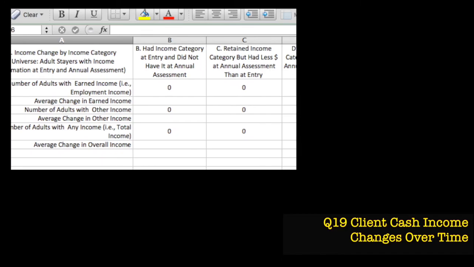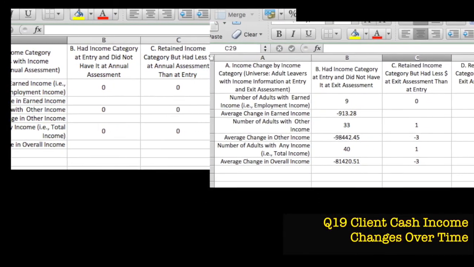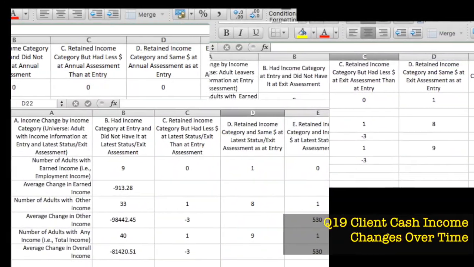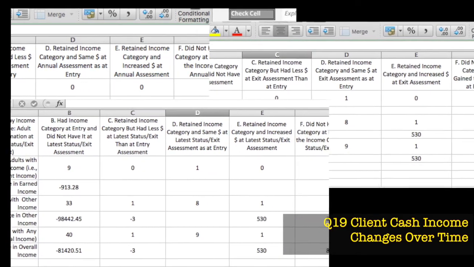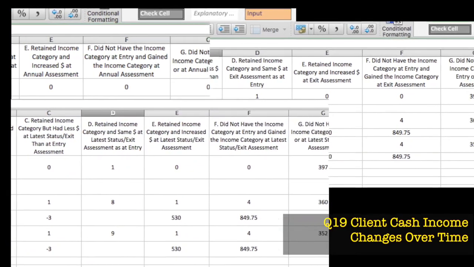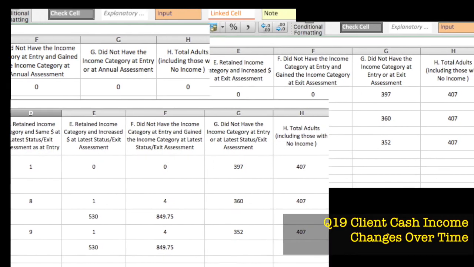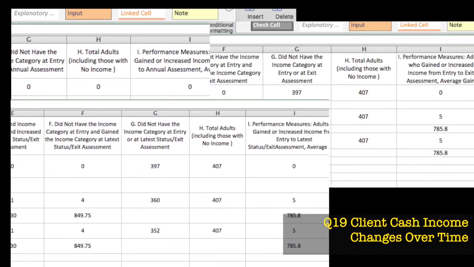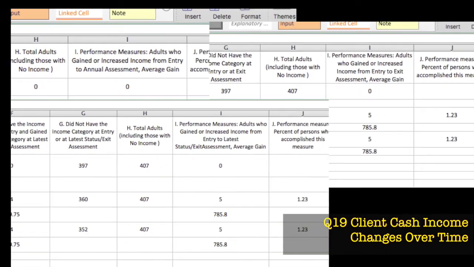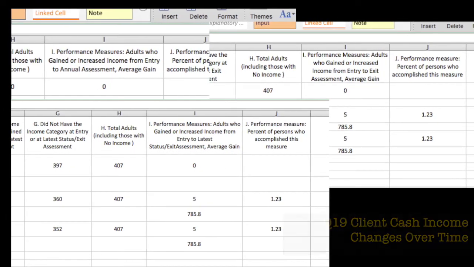Question 19A1, 19A2, and 19A3 all describe the amount of difference in client income changes over the course of their participation in the project. We typically don't look at this for performance or compliance standards, but it can be interesting information for a project to look at.